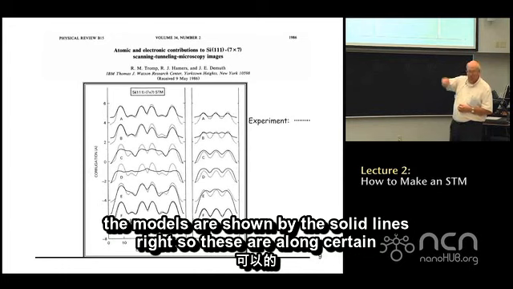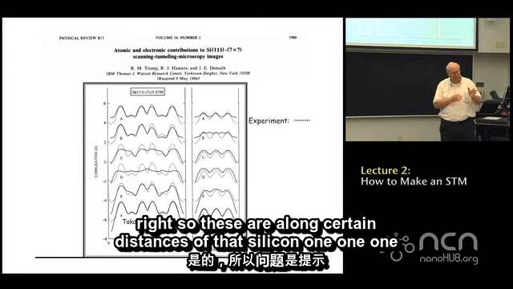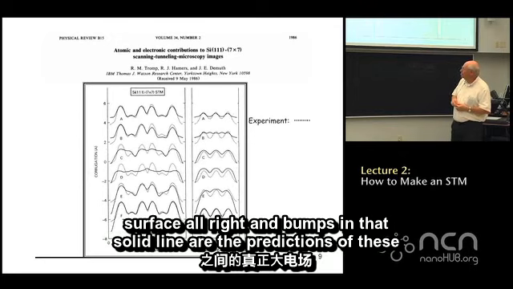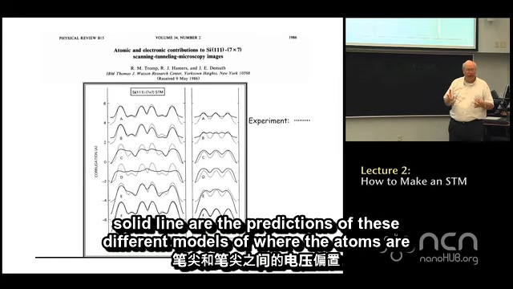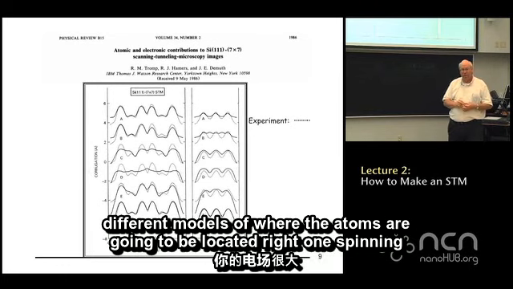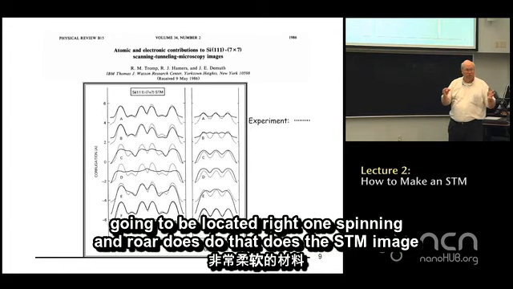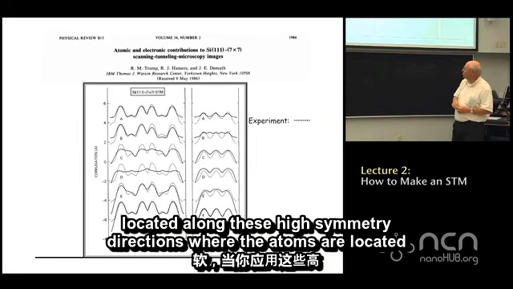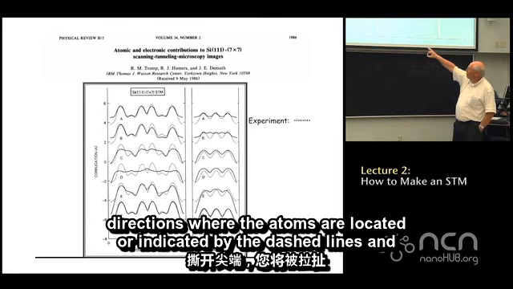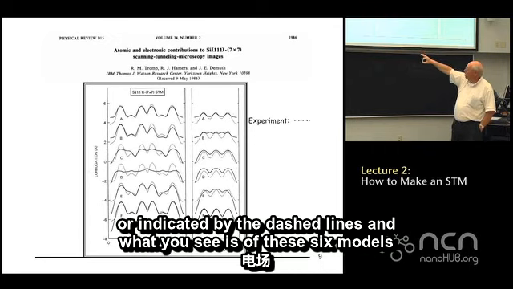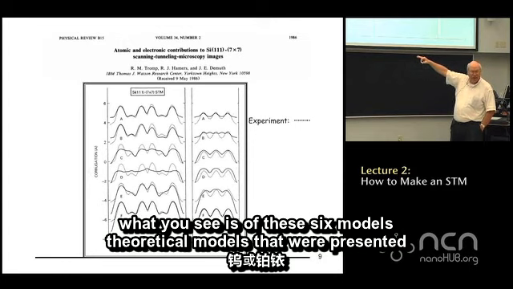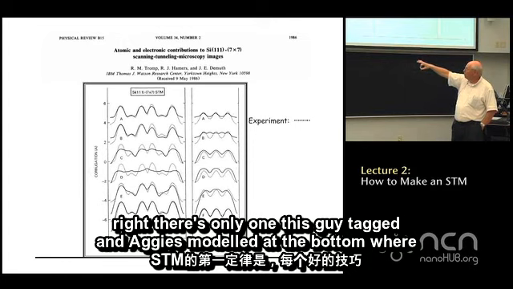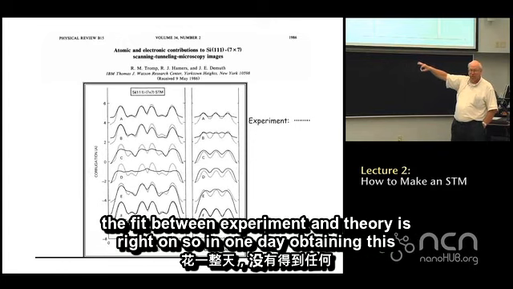So these are along certain distances of that silicon-111 surface, right? And bumps in that solid line are the predictions of these different models of where the atoms are going to be located. Once Binnig and Rohrer do the STM image, they know exactly where the atoms are located along these high symmetry directions. Where the atoms are located are indicated by the dashed lines. And what you see is, of these 6 theoretical models that were presented, there's only one, Takayanagi's model at the bottom, where the fit between experiment and theory is right on.